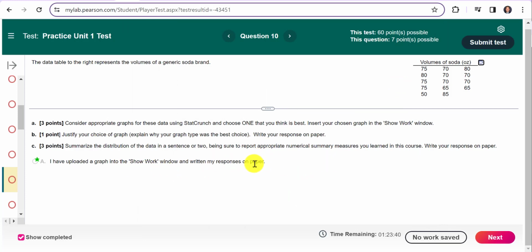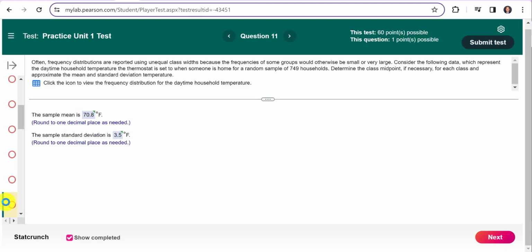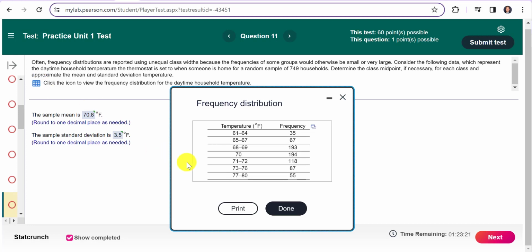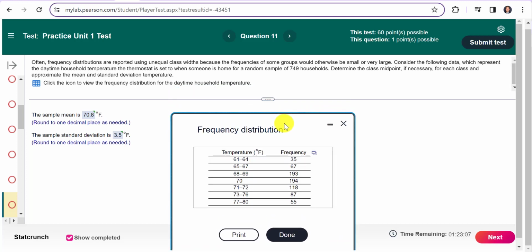And you can type that or write that out and submit it. Another one. Often the frequency distributions are reported with unequal class widths because the frequencies of some groups would be small or large. Consider the following, which presents daytime temps. So notice we've got interval, interval, interval, no interval, interval, interval, interval, right? And so we've got a little bit of a misleading thing. And so they want you to find the mean and standard deviation of this group.